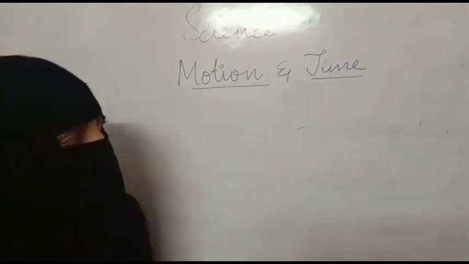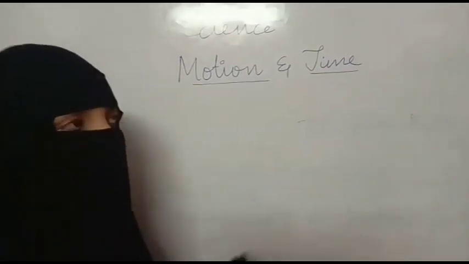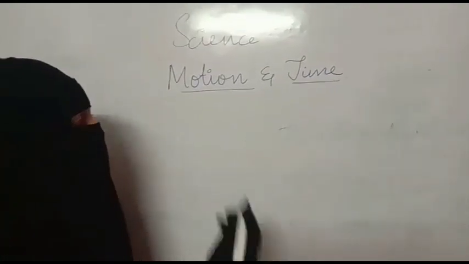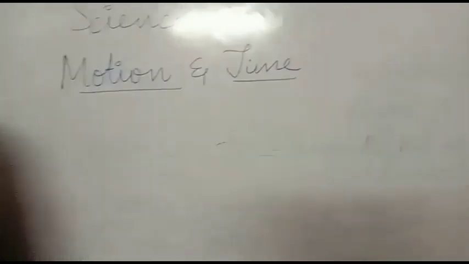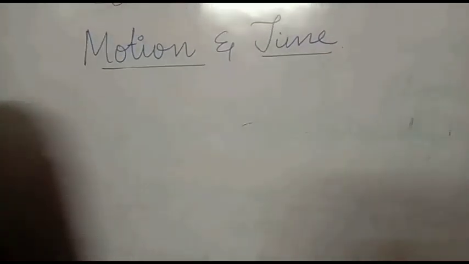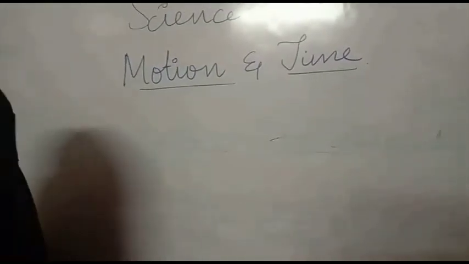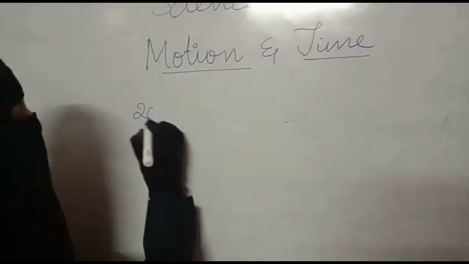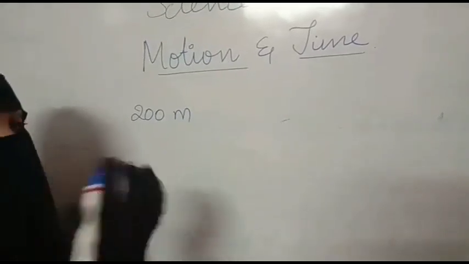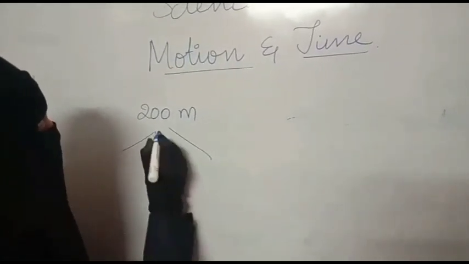Let us find out. Only comparison is not enough to know whether a motion is slow or fast. Here we need to know some other details also. So before that, let us take an example and try to understand. Here I am going to discuss a 200-meter race. Four students have participated in the race.